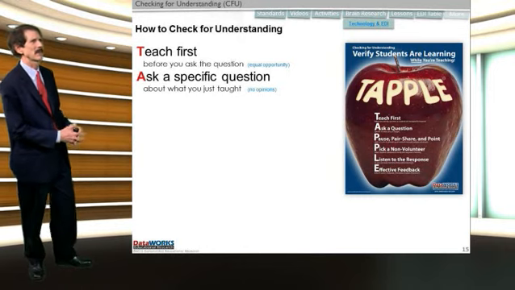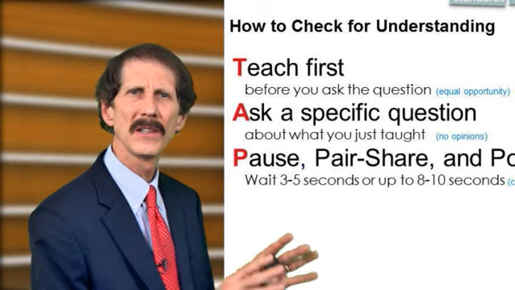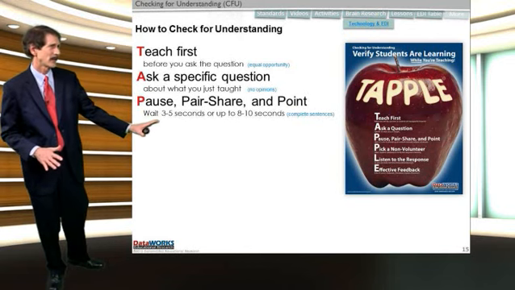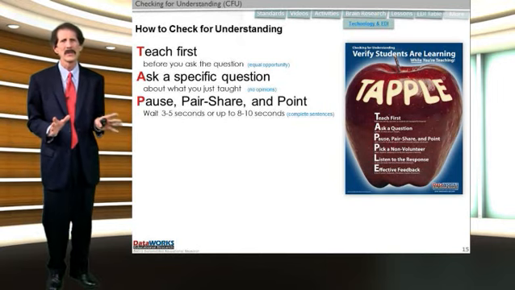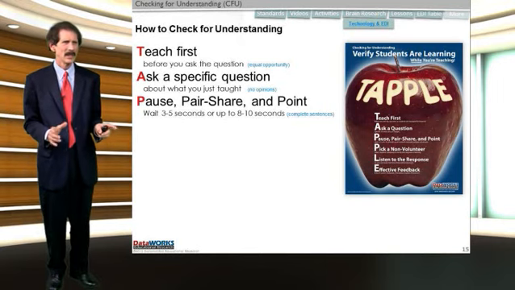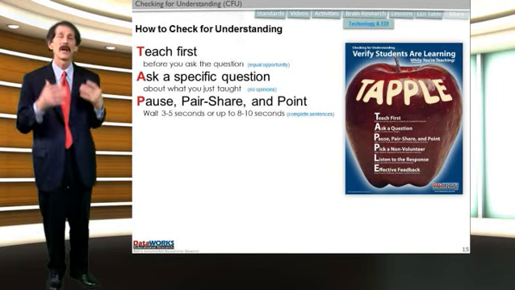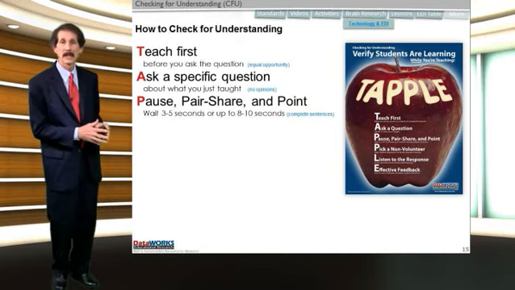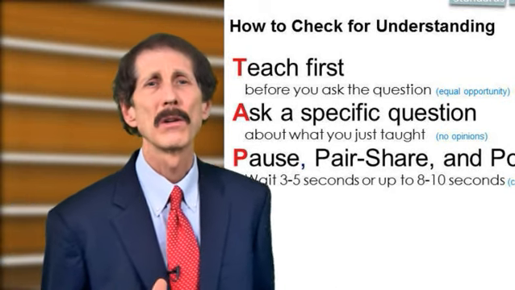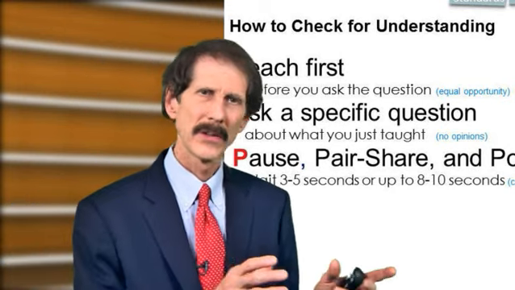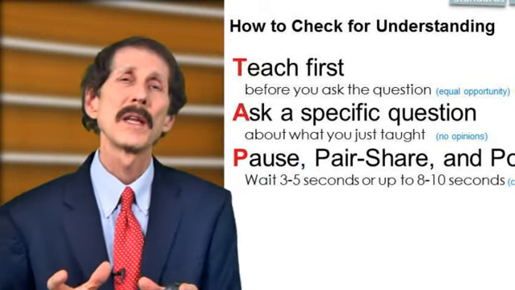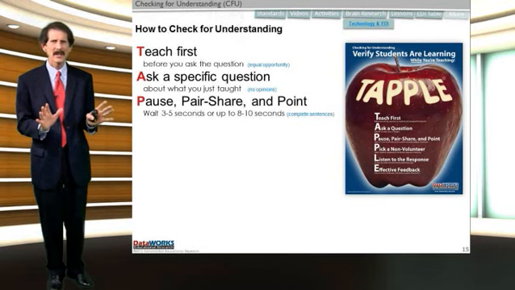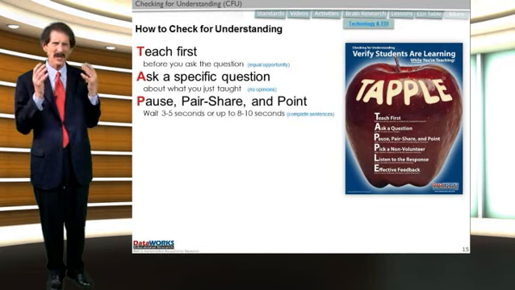Let's look at the next step for TAPLE, the first P. Pause, pair share, and point. So pause, there's a little research right here below it. 3 to 5 seconds is actually the research for humans to think of an answer. It takes a few seconds for your brain to process the question. The 8 to 10 over here is the research for English learners. English learners take a little bit longer. Quite often they're translating the question into the home language, answering in the home language, and then translating it back. If you don't provide enough wait time, not all the students are actually processing the information and thinking about it.